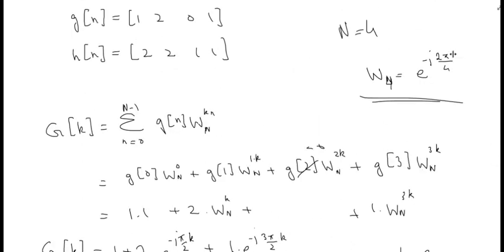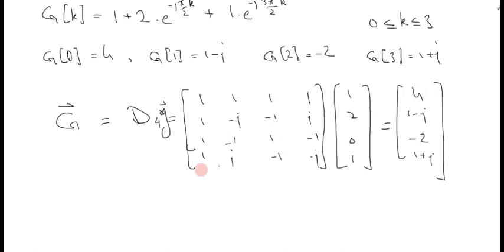Similarly, if you find the Fourier transform of h of n using the same matrix, your h of k will be equal to 6, 1 minus j, 0, 1 plus j. I will use these g and h later in some other lecture.